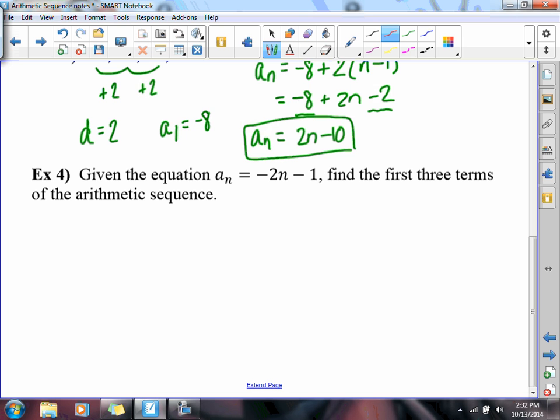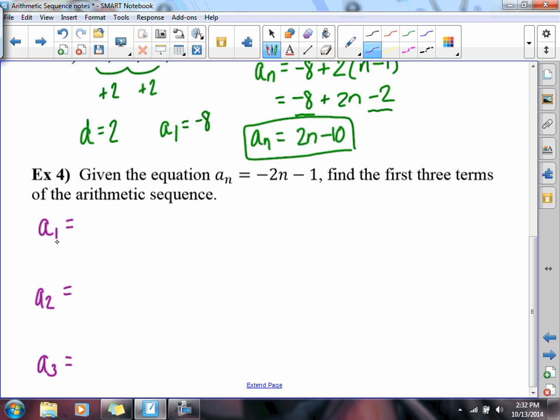Okay, we have example 4 and example 5, and then we're done. Now these problems are thinkers, okay? Example 4 says, given the equation a sub n equals -2n minus 1, find the first 3 terms of the arithmetic sequence. So I want to find my first term, and my second term, and my third term.